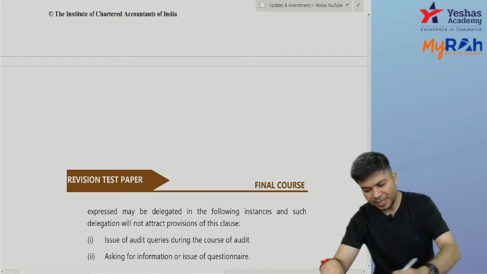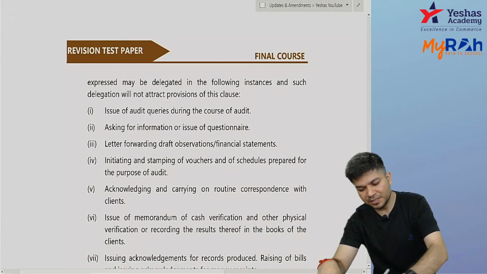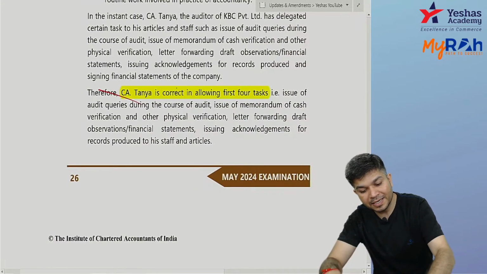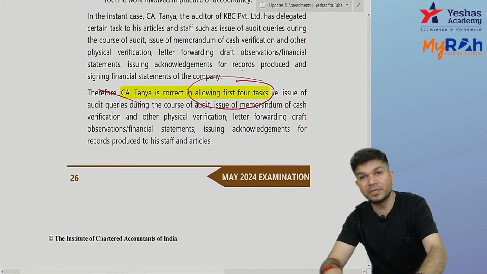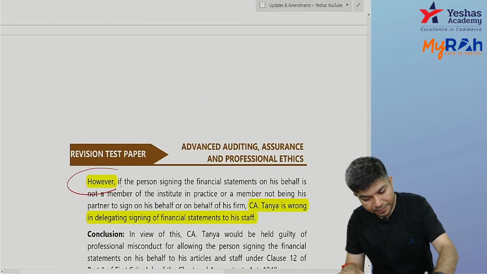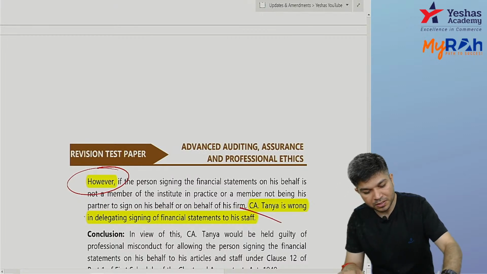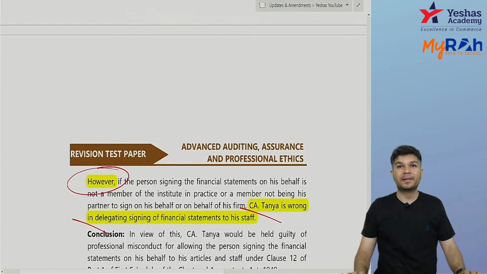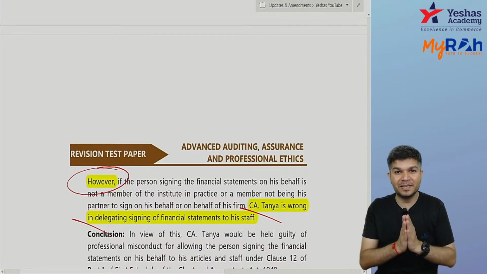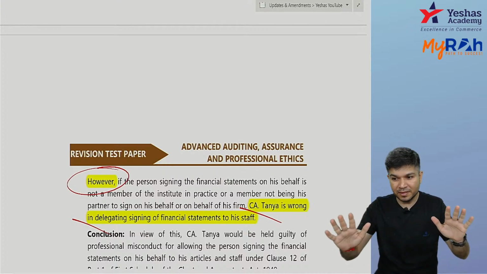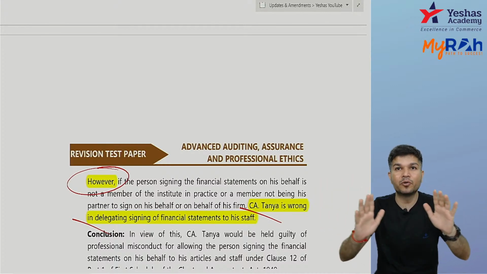However, you can delegate the following things; the list is given. Coming over here, Tanya is correct in allowing the first 4 tasks. However, Tanya is wrong in delegating signing of financial statement to the staff. The signing is not allowed. Then this is your RTP CA Final Auditing May 24 exam, and it was kind of simple, nothing much great or difficult over here.